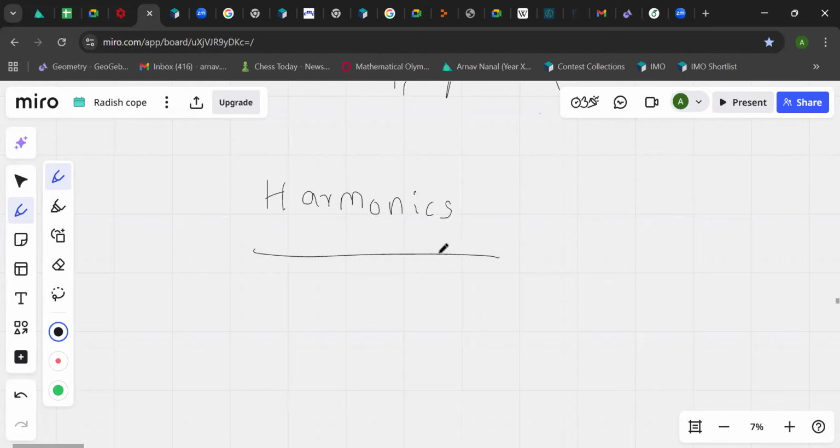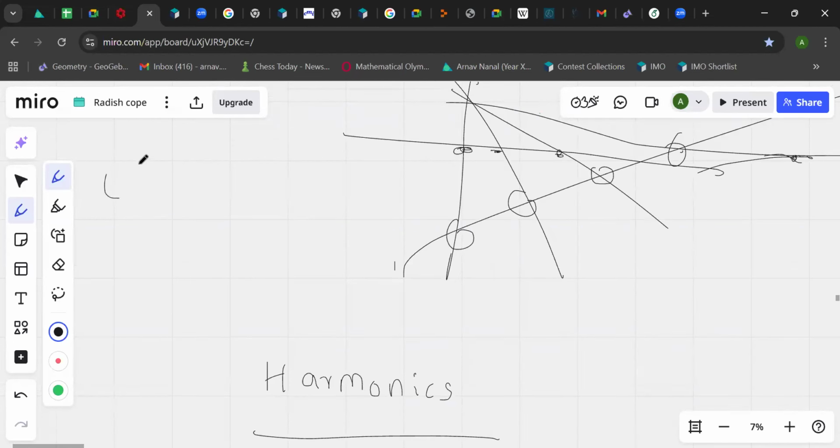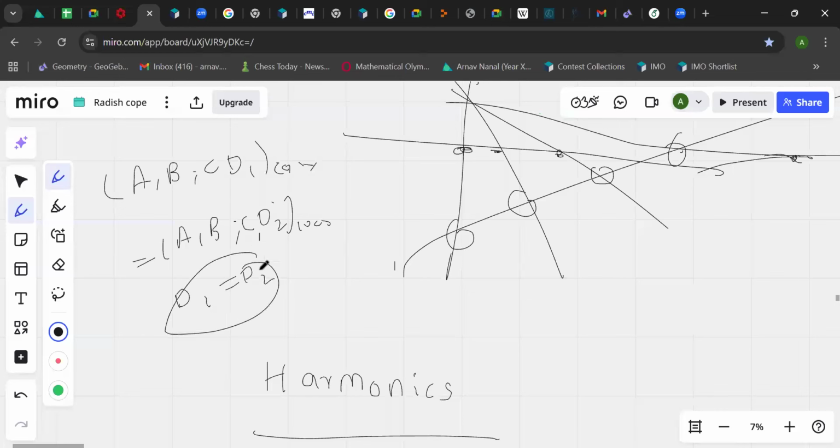Harmonics is just a special case. There are ways in which you can use general cross-ratio chases. Just to give an example, if you get that (A, B; C, D1) is equal to (A, B; C, D2) on the same locus, like some line, then you can conclude that D1 equals D2, right? Because we showed that it's injective. Does it make sense?